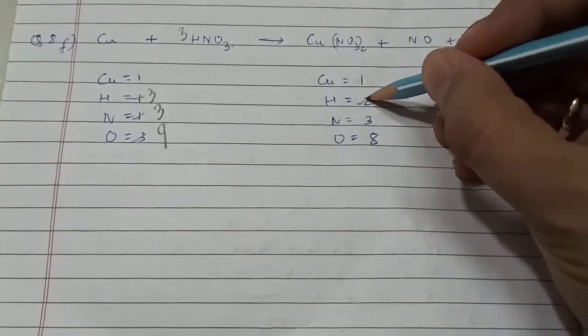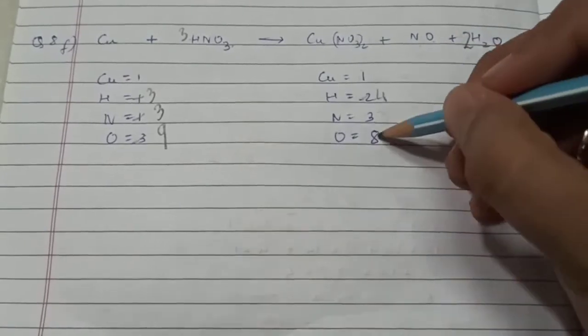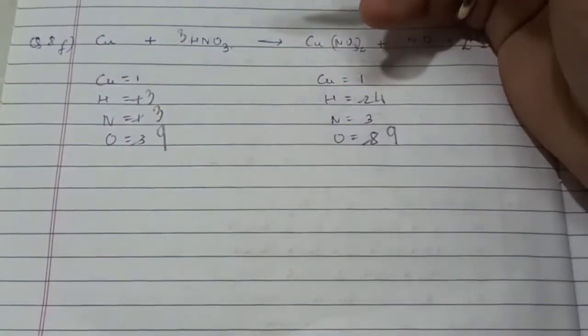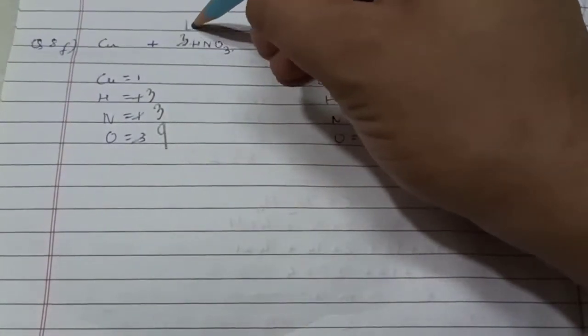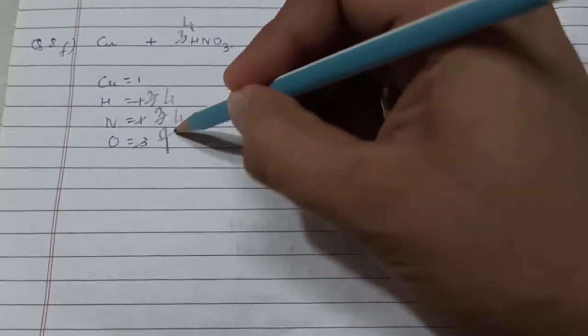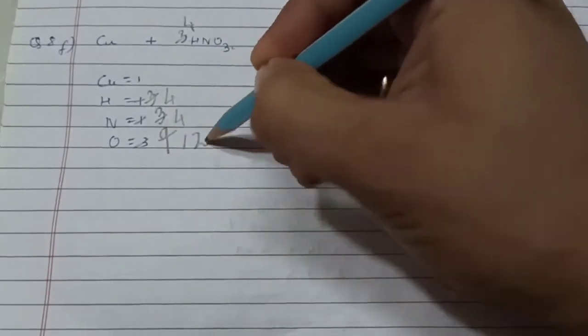So that this becomes 4. Notice how oxygen also increases and becomes 9. But now the hydrogen is less out here, so we have no choice but to increase it further, 4. So hydrogen becomes 4, nitrogen becomes 4, and oxygen becomes 4 into 3, 12.